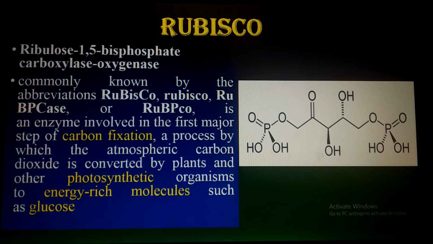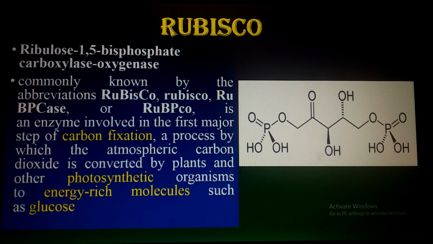1,5-bisphosphate. This is carbon number 1, carbon number 2, carbon number 3, carbon number 4, carbon number 5. At carbon number 1, you can see 1 phosphate is attached, and at carbon number 5, 1 phosphate is attached. So this is 1,5-bisphosphate. Is it clear? Why is it called ribulose? Because it is synthesized from the 5 carbon sugar. So ribulose 1,5-bisphosphate carboxylase oxygenase.